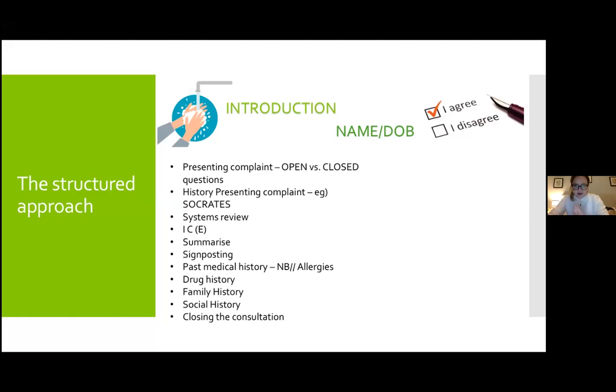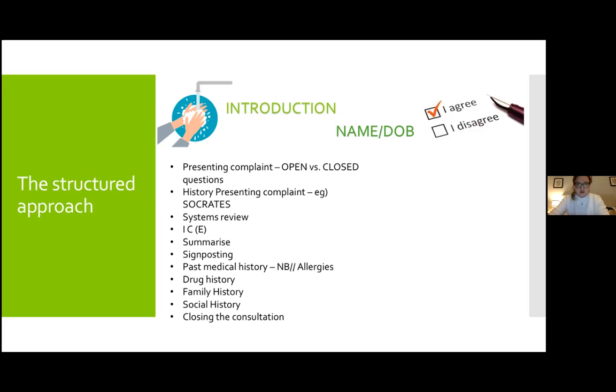Once you've done all of that, you then need to show that you've got really good communication skills, and this is where you'll get points for asking the ICE questions, as they call it in OSCEs. So you need to ask ideas, concerns, and expectations. For ideas, you could say, thank you for telling me all that.